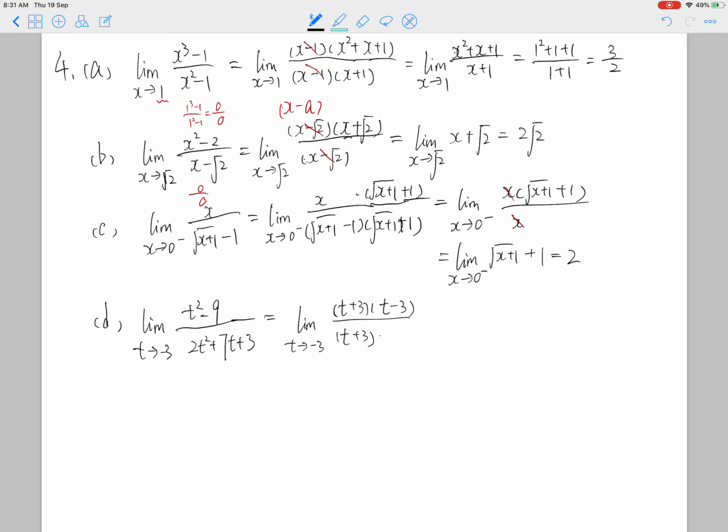Okay, then the denominator, you try it. T times what is 2t? T times 2t is 2t squared. 3 times what is 3? So it should be this times 2t plus 1. And 6t plus t is 7t. So the denominator is this. Then these two cancel out. Then you can sub in. Right, so it's negative 3 minus 3 over 2 times negative 3 plus 1. So it's 6 over 5.